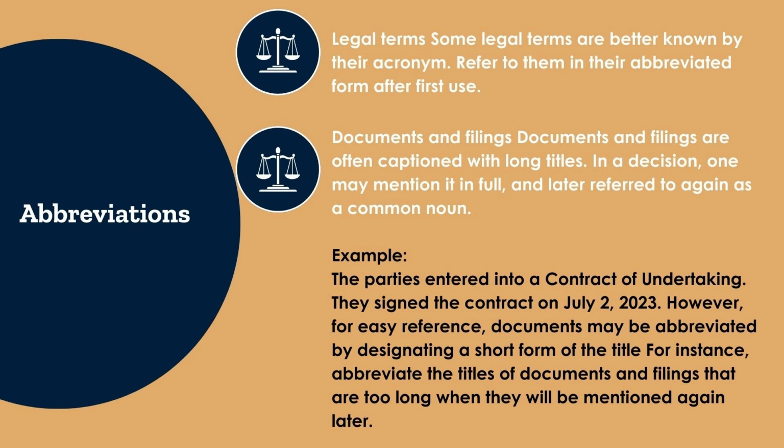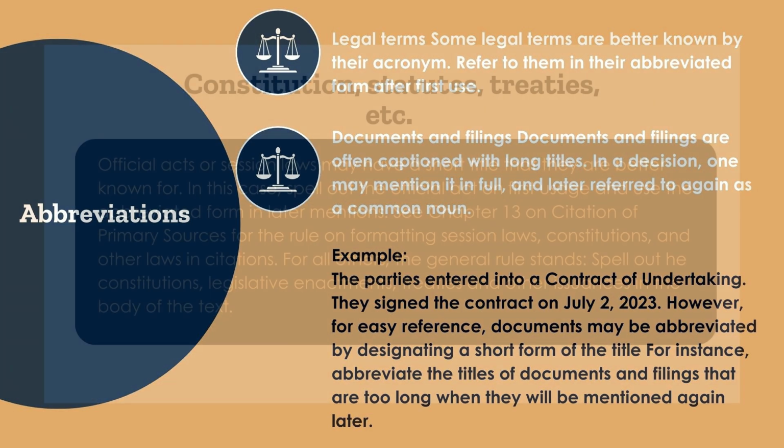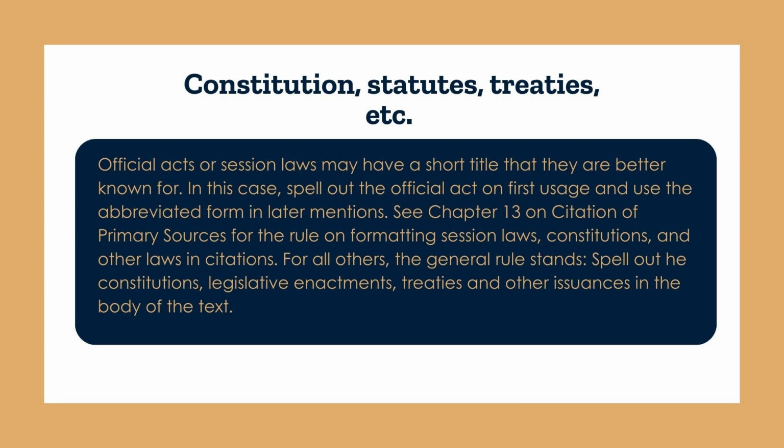However, for easy reference, documents may be abbreviated by designating a short form of the title. For instance, abbreviate the titles of documents and filings that are too long when they will be mentioned again later. When abbreviating, indicate the long title at first use, then enclose the short title in parentheses. Constitution, statutes, treaties, etc. Official acts or session laws may have a short title that they are better known for. In this case, spell out the official act on first usage and use the abbreviated form in later mentions.